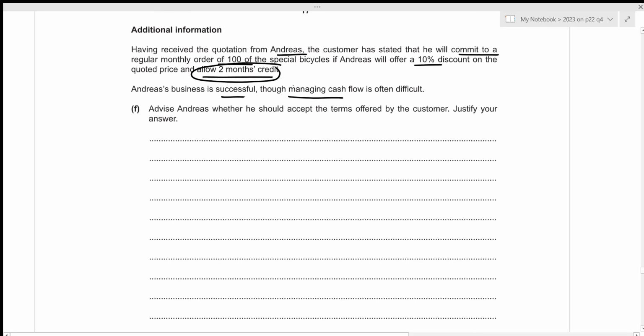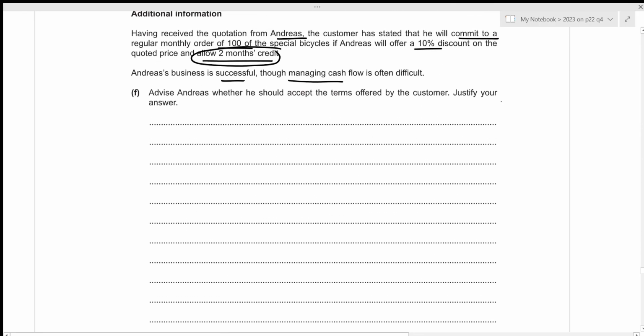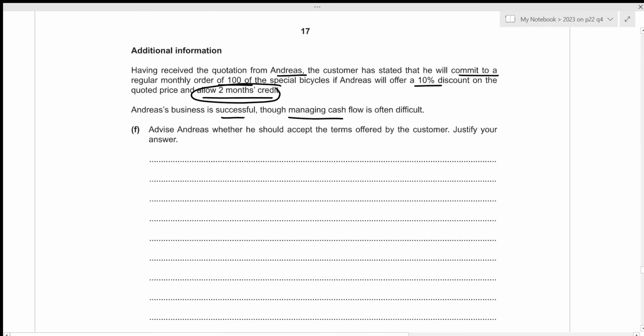Okay, now we need to advise Andreas whether he should accept the terms offered by the customer. We need to justify the answer. And this is of 7 marks. Okay. So since we will have a regular monthly order from this customer, they might also become a major customer over time. That's possible. Let's write it down. New customer may become a major customer over time.